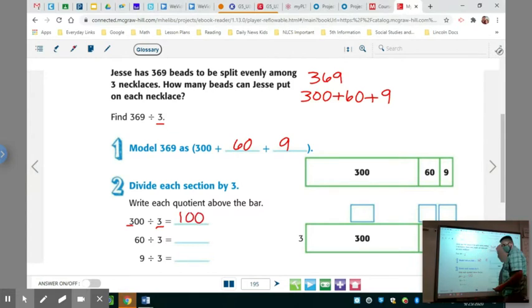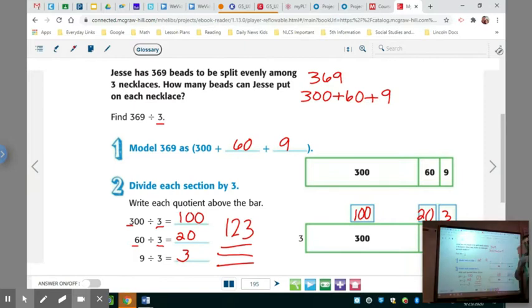So that equals 100. How many times will 3 go into 6? 2. And how many zeros are there? 1, right there. 3 goes into 9 how many times? 3. So there are no zeros. When you add those up, what do you get? 123. So they've done exactly the same thing right here. They said 3 goes into 300 100 times, 3 goes into 60 20 times, 3 goes into 9 3 times. And when you add those up, you get 123.